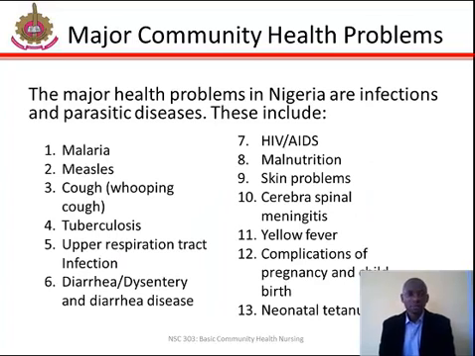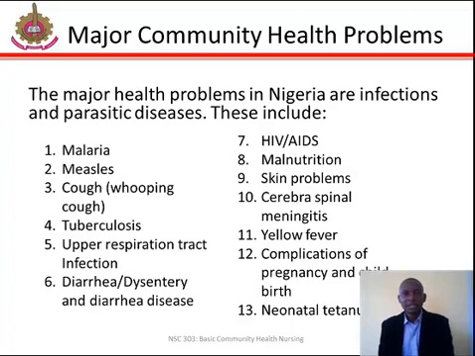Major community health problems. Diseases or ill health is caused due to diseases causing organisms. An individual is considered to be healthy only if he is free from diseases. The human body was viewed as a machine, and diseases was considered a consequence of breakdown of the machine. The major health problem common to communities and Nigeria as a whole are infections and parasitic diseases.